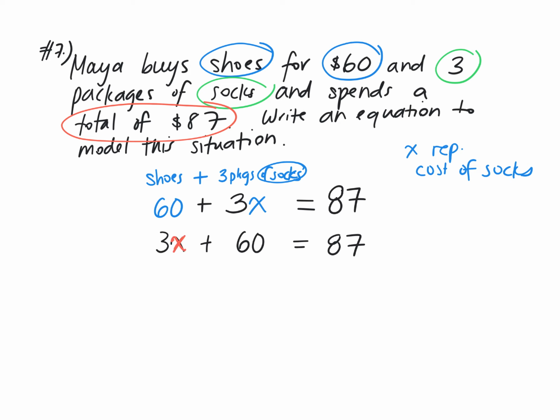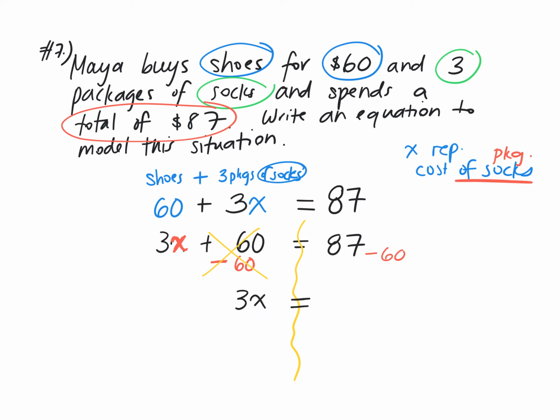Now we need to solve for X. B says solve the equation to determine the cost of 1 package of socks. So you're going to try this right now. What's the first thing we need to do to isolate X? Remember, we have our equation. We're balancing both sides. So the first thing we want to do is subtract this 60. What's 60 take away 60? So I'm getting rid of that. But if I take 60 away from the left side, what do I have to do to the right side? Take 60 away. So I'm left with 3X.